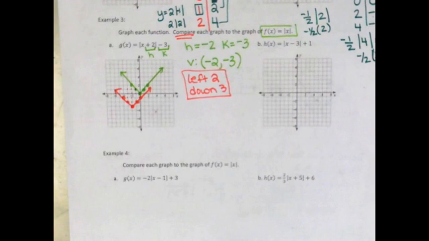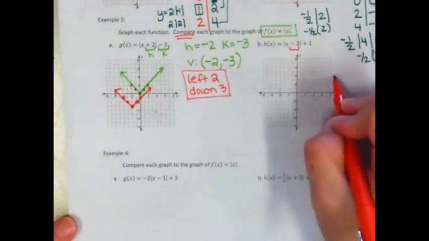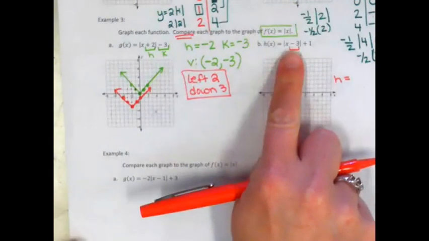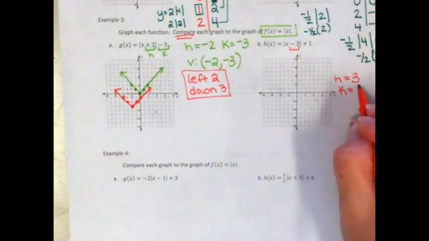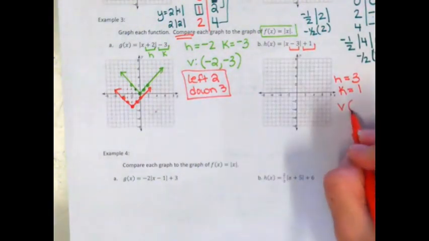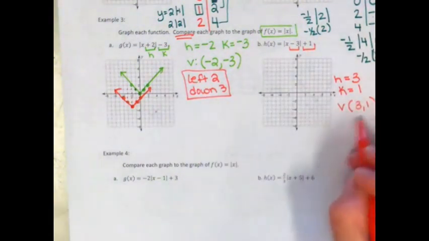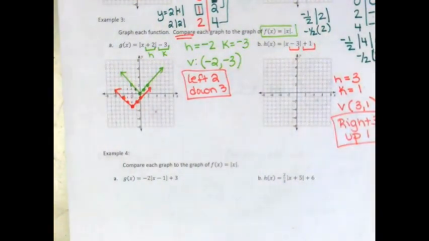Okay. And then B, I'm not going to do all this, but can you compare it? What's my H in B? H always lies, so -3 means +3. And then my K tells the truth, so it would be +1. So what's my vertex? 3, 1. So how do I graph that? Right 3 and up 1. That would be your comparison. Okay. All right. And then example 4.